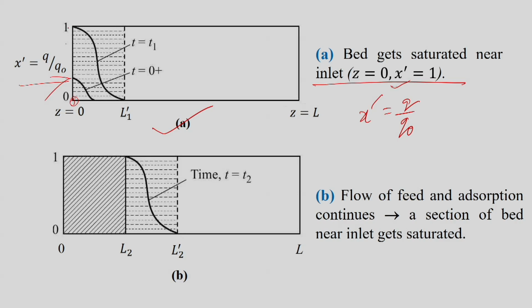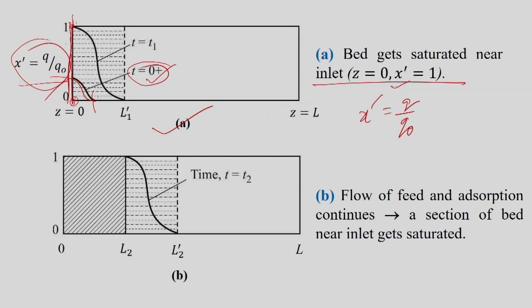That is why, in the beginning, on this y axis, or x prime axis, we get x prime is equal to 1. Whenever the feed enters, suppose the first layer will be adsorbed by the adsorbate, then it will go on increasing, slowly moving like this. When t is just leaving the entry point, t is 0 plus, meaning just after leaving. So we will get this type of profile, just after the entry.